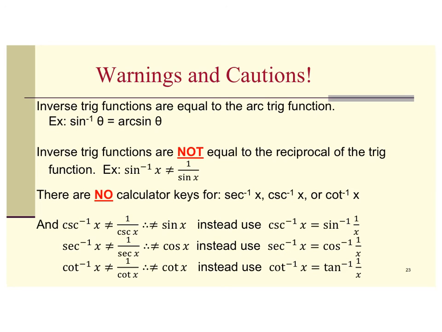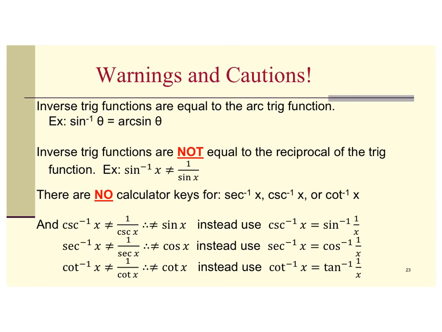All right, this is important to know. First, inverse trig functions are equal to arc trig functions. Anytime you see arc sine, it's inverse sine, same thing. Now, we also know that inverse trig functions are not ever equal to reciprocals. So arc sine is not 1 over sine. There are no calculator keys for secant inverse or inverse cosecant or inverse cotan.